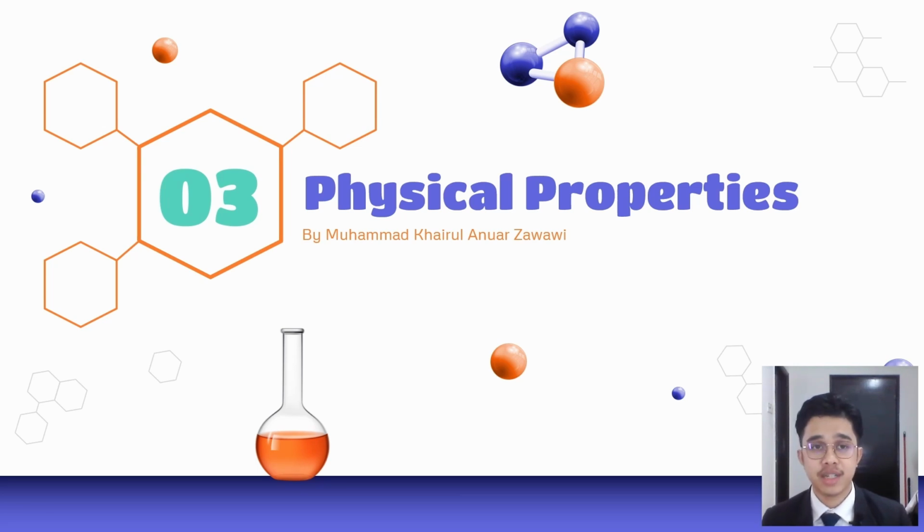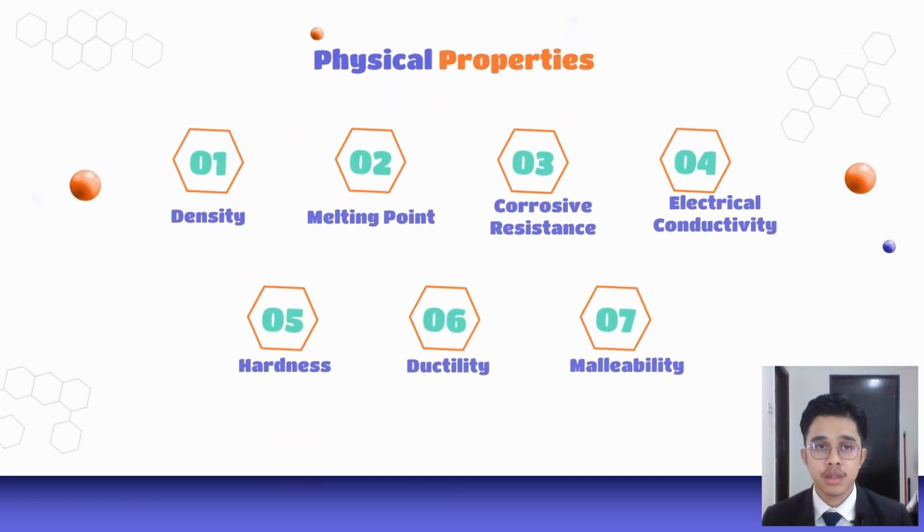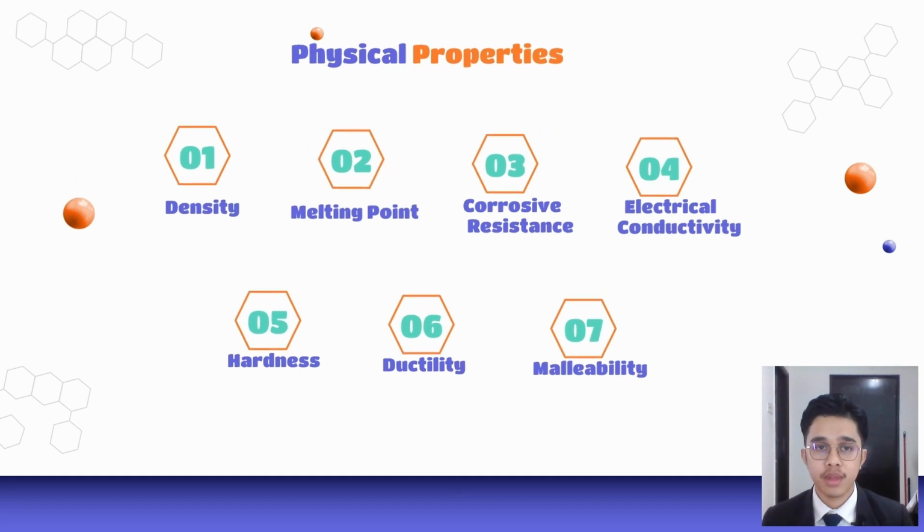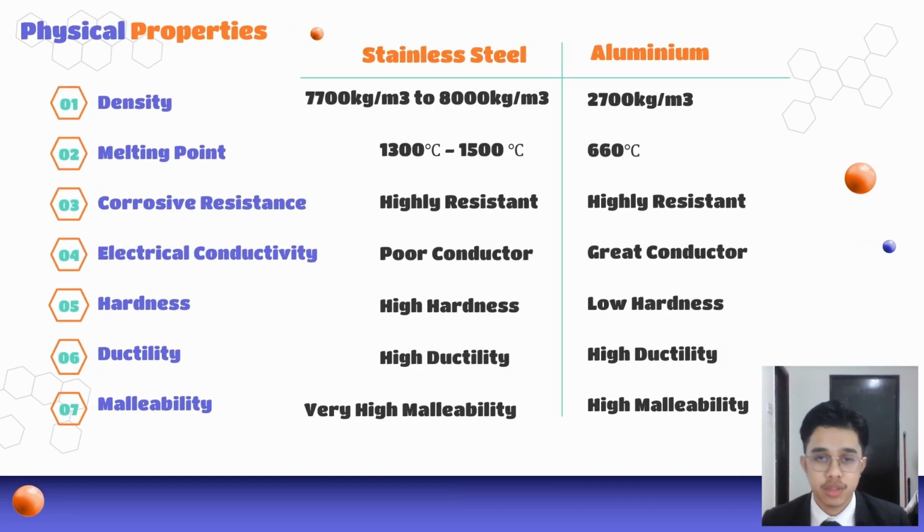Today I want to present about the physical properties of stainless steel and aluminium. So here are a few physical properties that I want to talk about. First is density, second is melting point or melting temperature, corrosive resistance, electrical conductivity, hardness, ductility, and finally malleability.